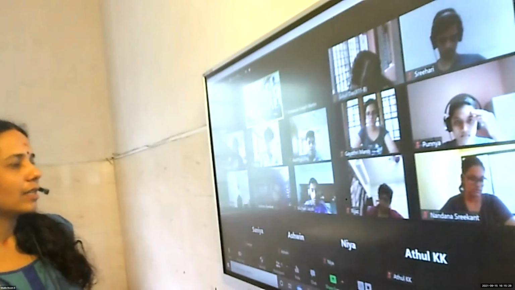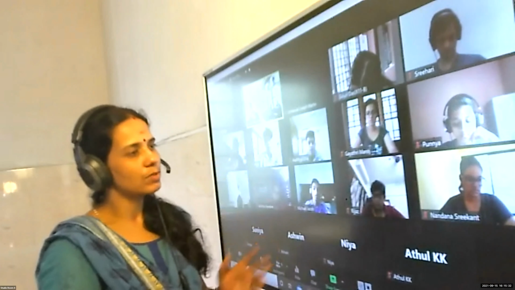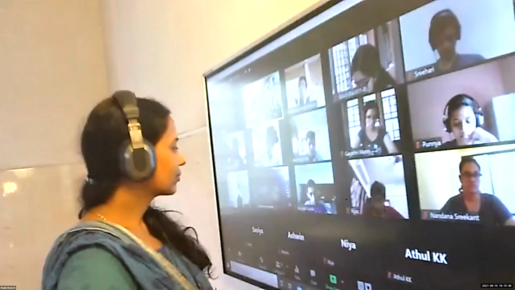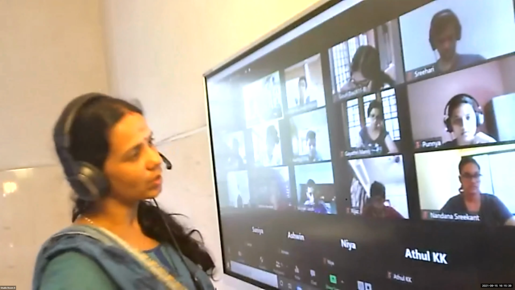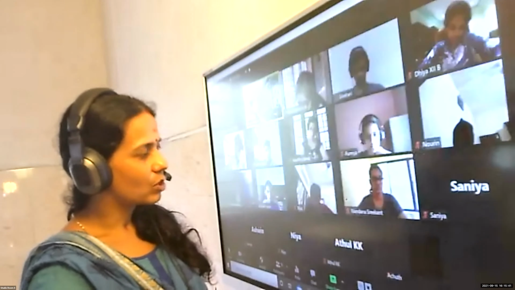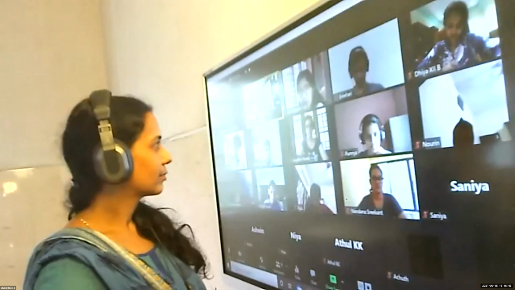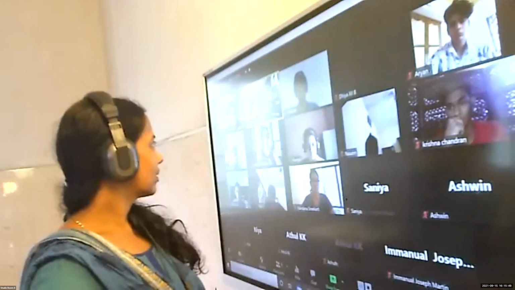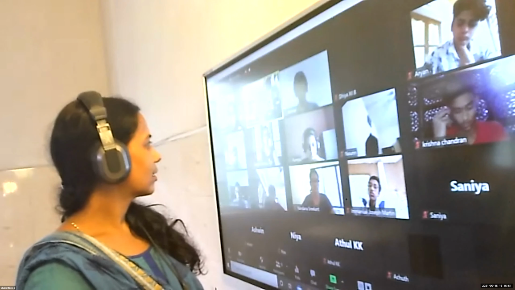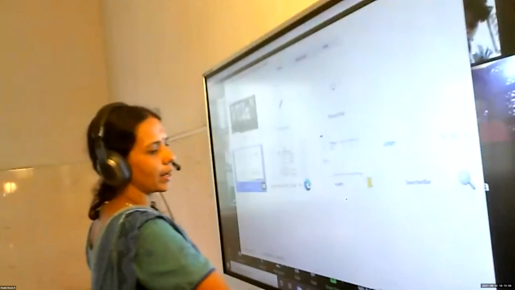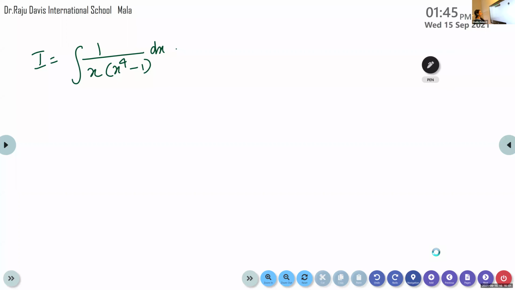Is it possible to factorize any of the terms there? If we can factorize, tell me which one we are able to factorize. Yes, Gayatri. Which one we can factorize? 1 by x into x raised to 4 minus 1. How we can factor x raised to 4 minus 1? Very good.